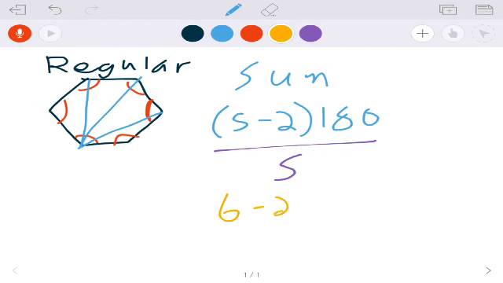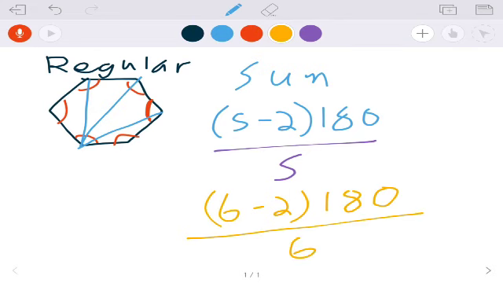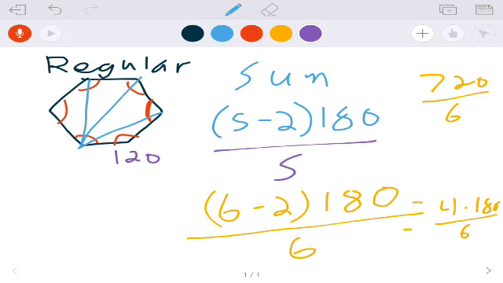So 6 minus 2 times 180, and then divided by the number of sides, 6. So we're going to break that up. 6 minus 2 is 4. So this is going to be 4 times 180 divided by 6. 4 times 180 is 720. So 720 divided by 6, that's going to be 120. So in this case, each one of these angles is 120, because if you go all the way around, it's 720 for all of them. And so 120, 120, 120, 120, 120, 120, and we get 720.